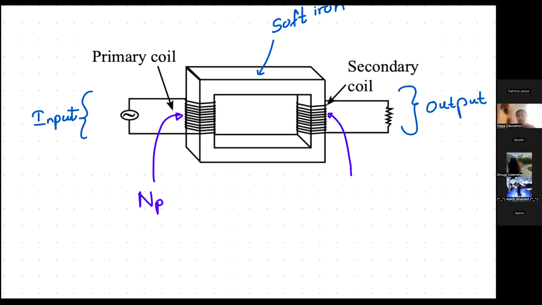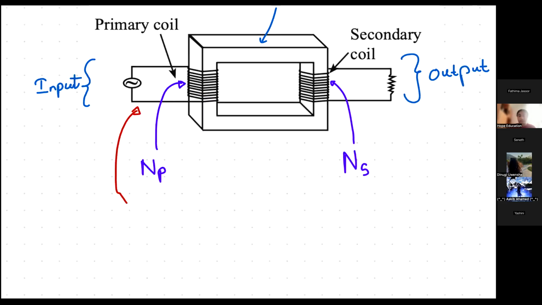We call the number of turns in the secondary coil NS. Also, there's another thing that we have to consider. When we give a certain current, we are giving a voltage. The voltage or electromotive force in the primary coil, we call it VP. Then the induced electromotive force or voltage in the secondary coil, we call it VS.